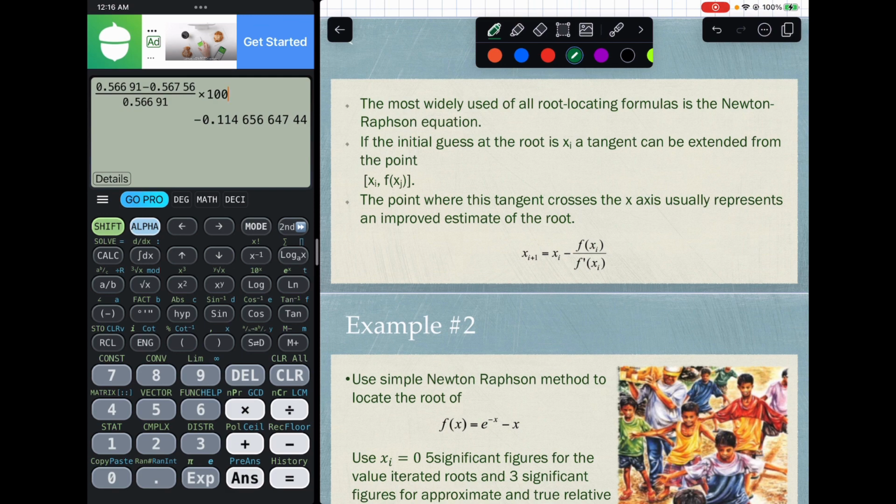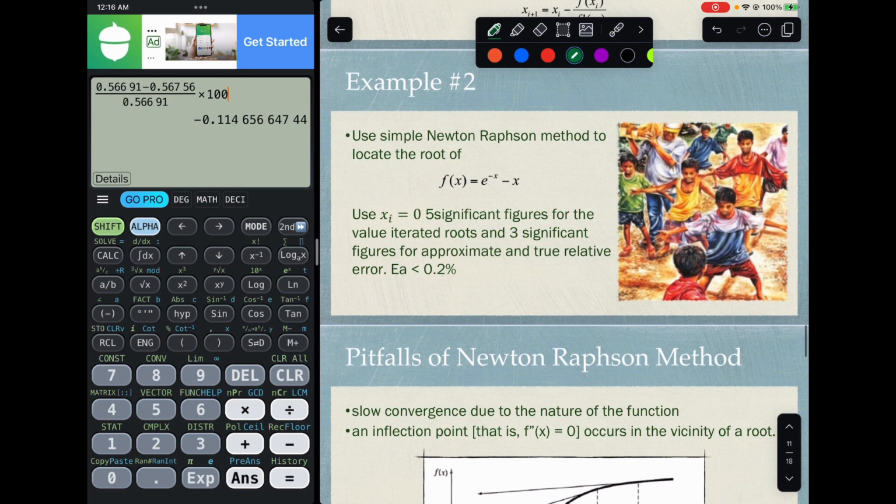Under the Newton-Raphson method, it uses this formula. It uses the tangent line in predicting future values. So we have this formula: x sub i plus 1 is equal to x sub i minus f of x sub i all over f prime of x sub i. So we need the function and the derivative of the function for us to find the value of x sub i plus 1. From there, we substitute.